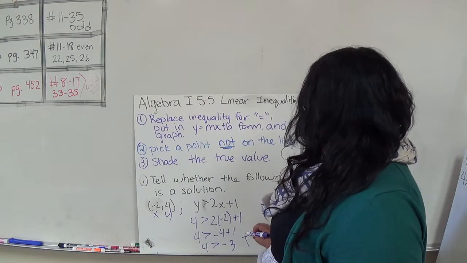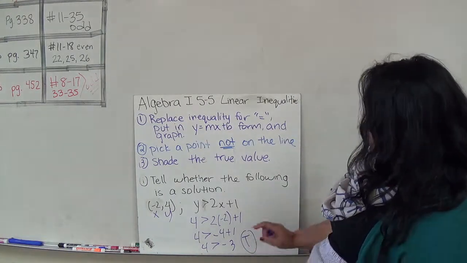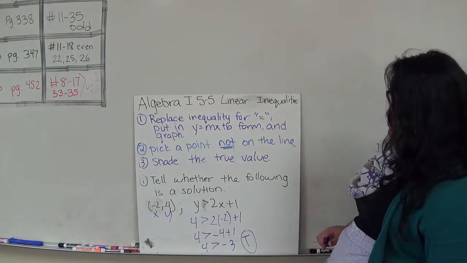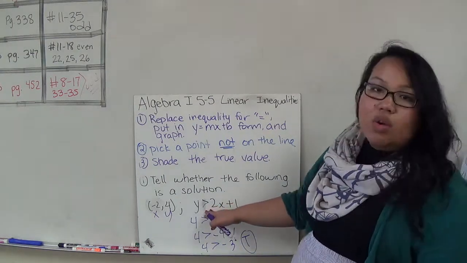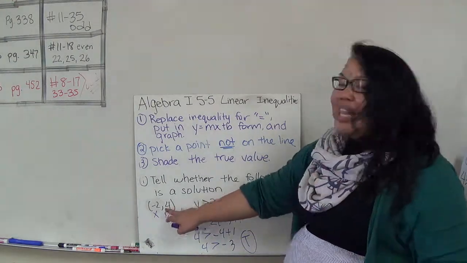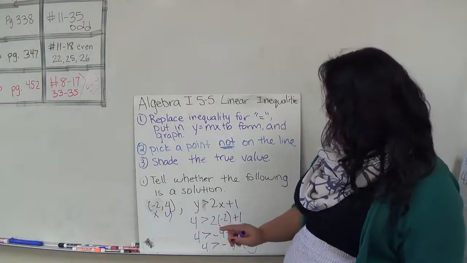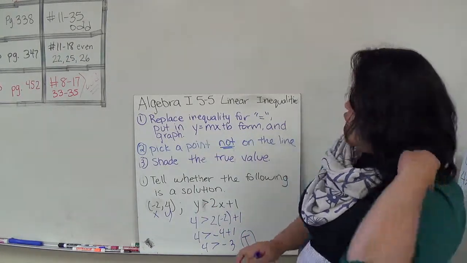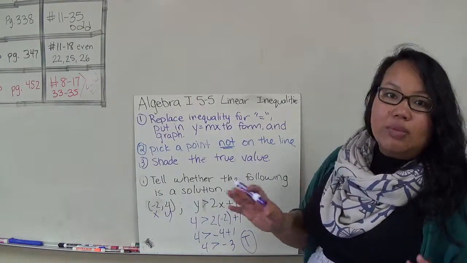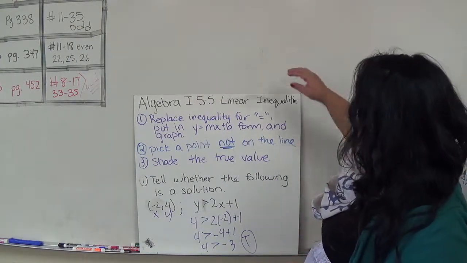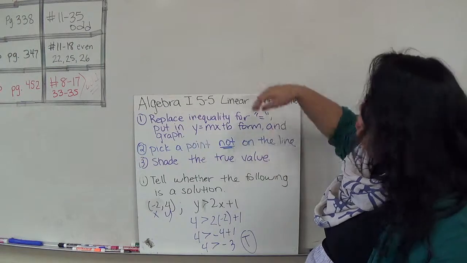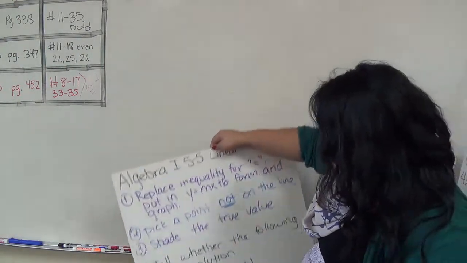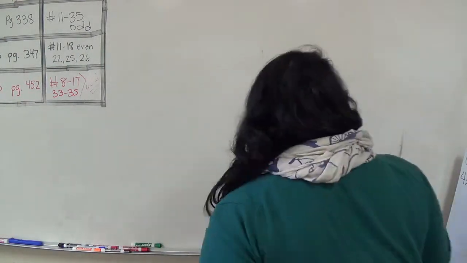This is true. If we were to graph this inequality, this point would lie in the shaded region. If it was false, then it would lie in the not shaded region. Let me explain what shaded and not shaded mean, but go ahead and write this down. So let's do an example.